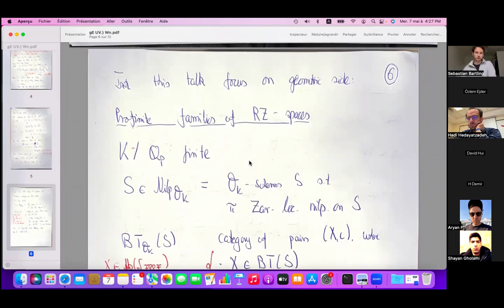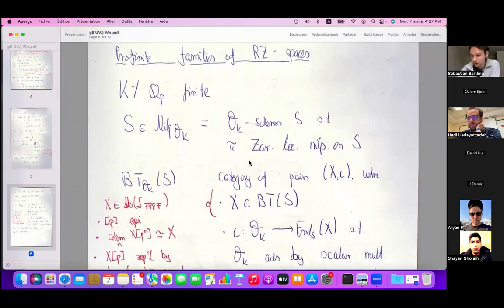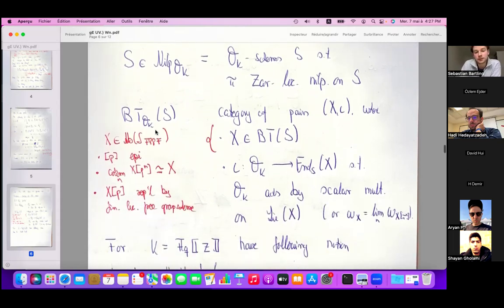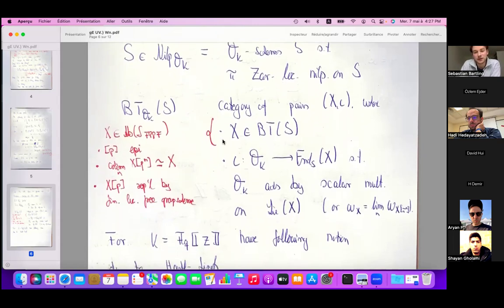So they parameterize certain p-divisible groups with extra structure. Let K over Q_p be a finite extension. Then as the test category, I take Nilp_{O_K}, so these are O_K-schemes S such that, with pi a uniformizer in O_K, pi is locally nilpotent on S. And then the category BT_{O_K}(S) is defined as follows.